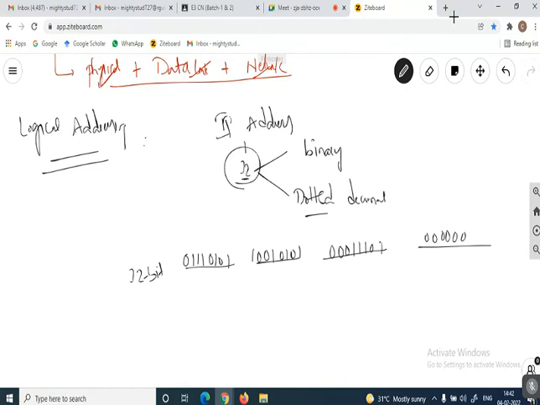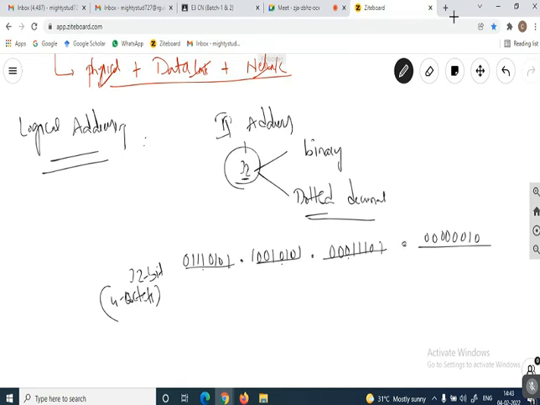Of these octets, 4 plus 4 is 8; that is 1 octet. So the total 32 bits has 4 octets, that is 4 bytes. This is the binary representation of this IP address. In the dotted decimal representation, what is the decimal equivalent for this? Each and every octet is separated with a dot.